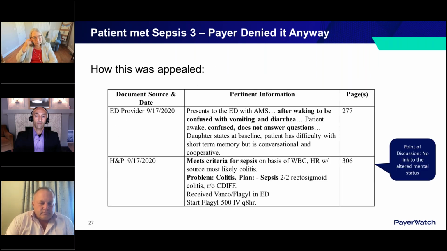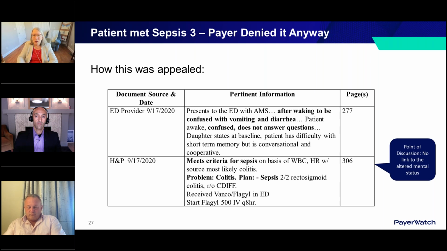So here's how we appealed it. What we do for clinical validation is a lot of times we will copy and paste exactly how it's written in the medical record because that's what the payer is looking for. How was it documented in the record? So in the ED provider note was basically that note that I just read to you about the patient having altered mental status, vomiting, and diarrhea. Then in the history and physical, the attending physician writes meets criteria for sepsis based on the WBC, the heart rate, and the colitis. So point of discussion here, there was no link to the altered mental status.